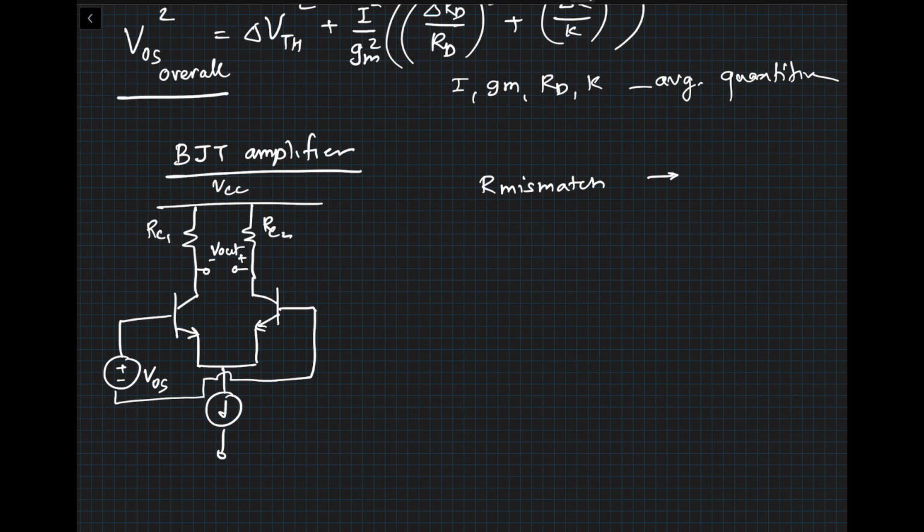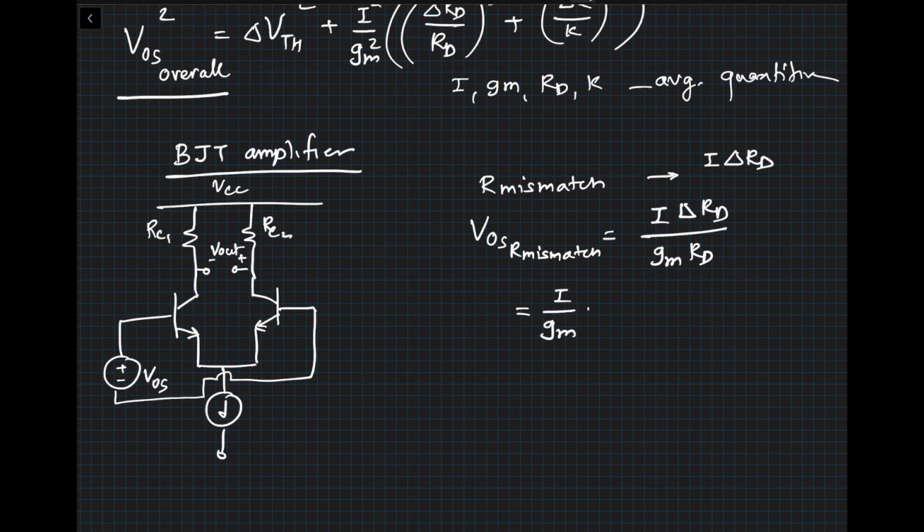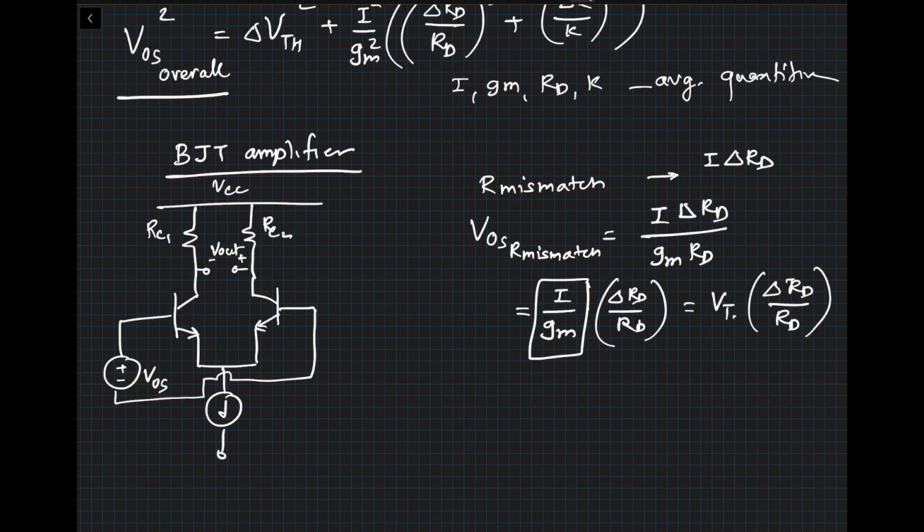Again, if you have R mismatch, the same equation holds true, which is I times delta RD, and then the VOS offset at the input due to R mismatch is given by I delta RD divided by the gain of the amplifier. The gain of the amplifier is GM times RD. You can see the same relationship, I divided by GM times delta RD divided by RD. And what is I divided by GM? GM is equal to I divided by VT. So this will look like VT times delta RD by RD. VT is KT over Q, which is 26 millivolts at room temperature.